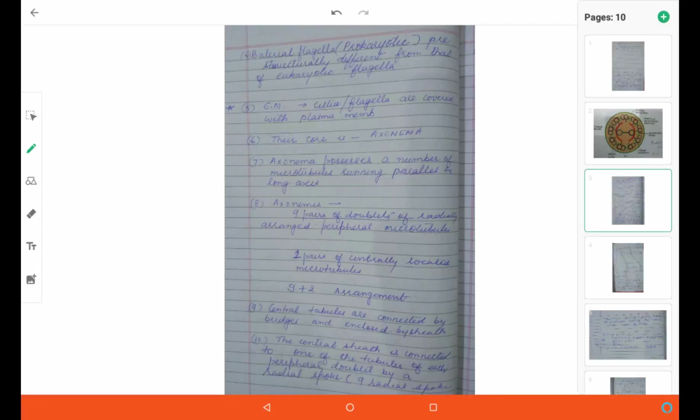The core area of the cross section of the cilia or flagella is called the axoneme. It possesses a number of microtubules running parallel to its axis. The axoneme contains 9 pairs of doublets, which are radially arranged peripheral microtubules. 1 pair is centrally located. That's why the microtubular arrangement in cilia and flagella is 9 plus 2.